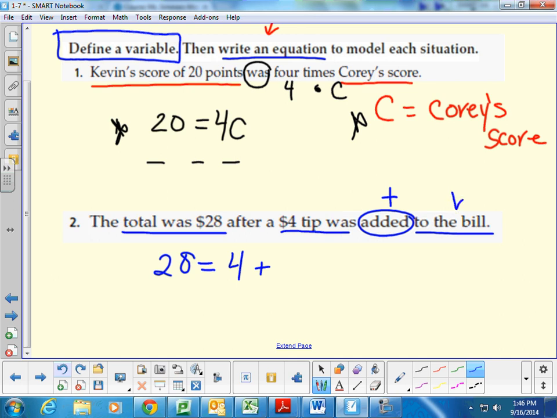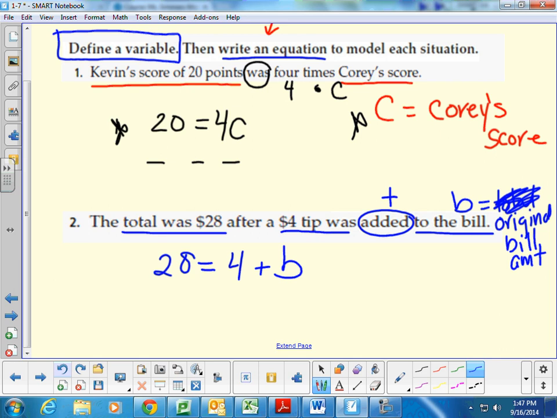So I'm going to make my variable b equal the total, I guess it would be the total bill, because 28 was the total bill. See, we make some mistakes sometimes. B would be the original bill amount before the tip. So B represents the bill before the tip.